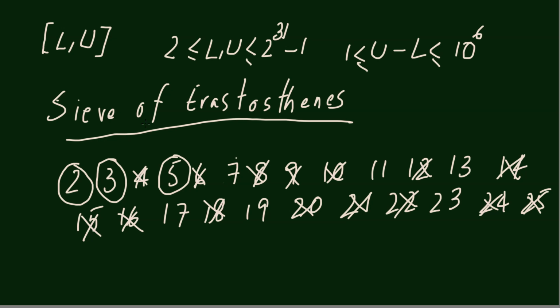All right, moving on, 7, 14 and 21. 11. The next multiple of 11 is 22. It's marked. So 11 is done. 13. Of course, the next is 26, which is outside of our range. So all the remaining ones are actually our primes.